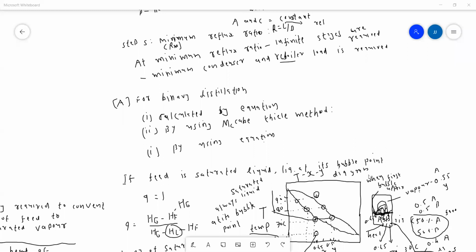So good afternoon, students. Let's continue our discussion. We are talking about determination of minimum reflux ratio for a binary mixture. It can be calculated either by equation or by using the McCabe-Thiele method. So we are talking about the determination of RM, the minimum reflux ratio, by calculating using an equation.